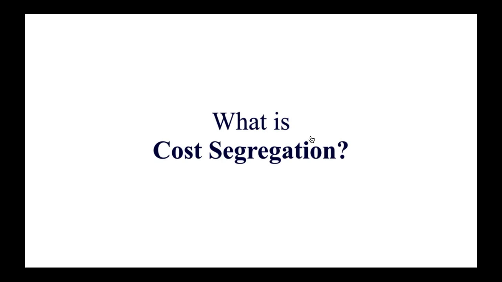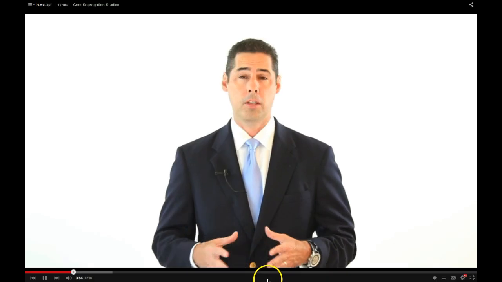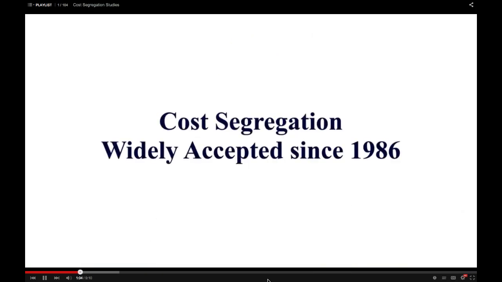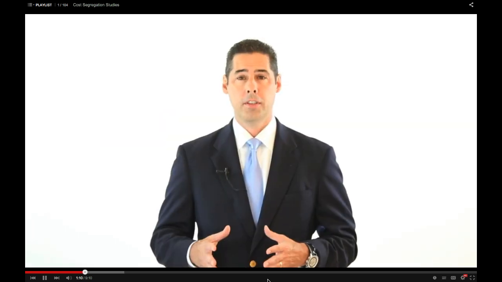Well, cost segregation, sometimes also referred to as cost segmentation, has been around for many years, and the IRS has been wrestling with this issue as far back as 1942. It's only been widely recognized and, more importantly, approved by the IRS in its current form since 1986. If you want all of the details of the history of cost segregation, be sure to click on the link below this video.